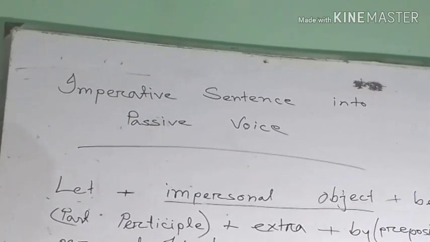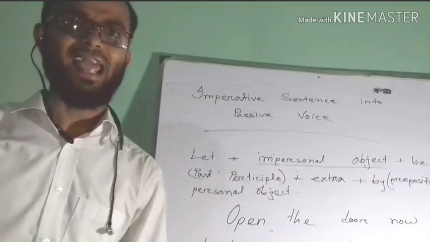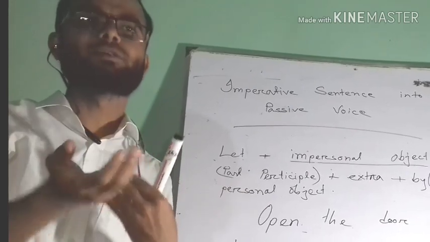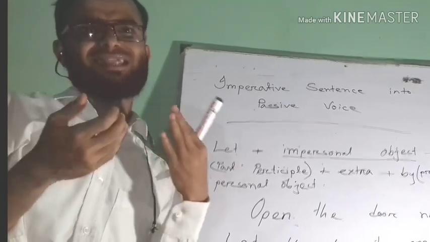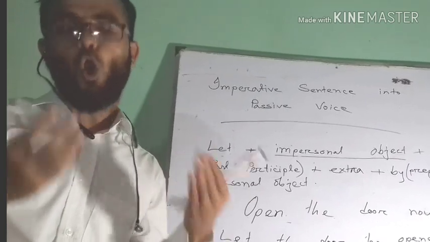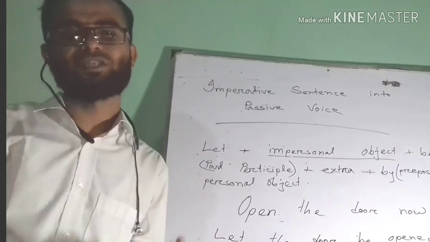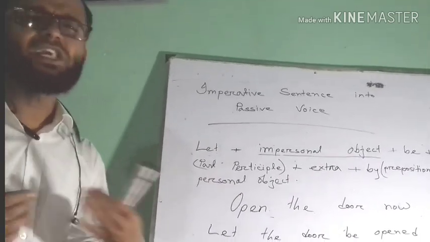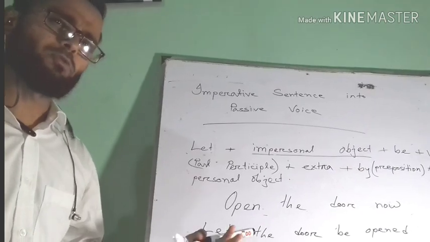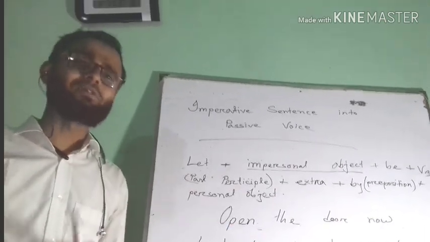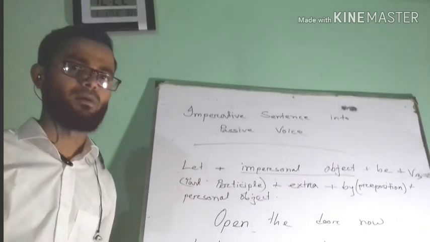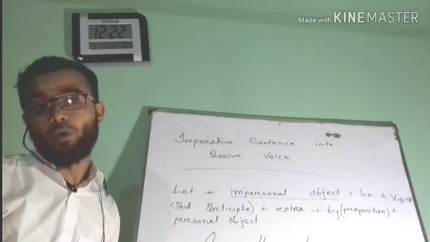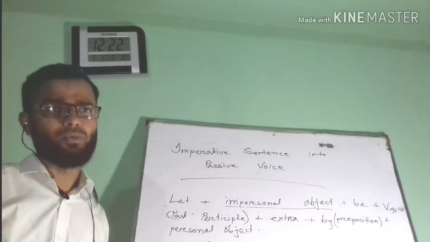So let's see about the imperative. How can we change imperative sentence? Imperative sentence is the sentence which makes us think about order, request, permission and prohibition. For example, please open the door. Here it is a request, I'm requesting someone. Open the door, it may be an order. I can order someone to open the door.